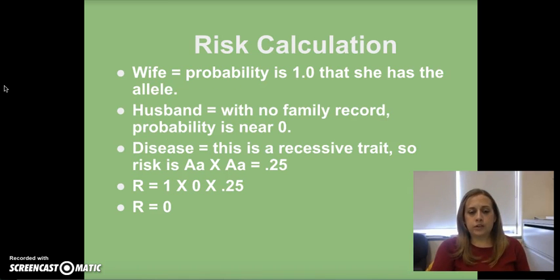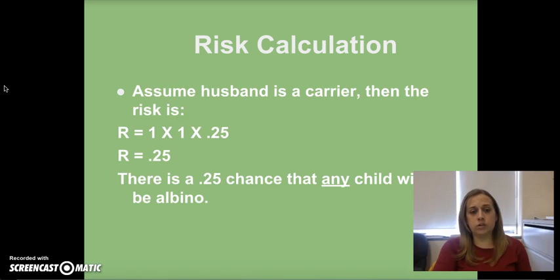Well, because the wife has an albino parent, her probability is 1. She has to have the allele. Because the husband has no family record, we're going to assume he's pretty close to 0. And then since this is a recessive trait, if both were carriers, then there's a 0.25 or 1 out of 4 chance of passing this on. So now when you multiply 1 times 0 times 0.25, because of the 0, you get a risk of 0.